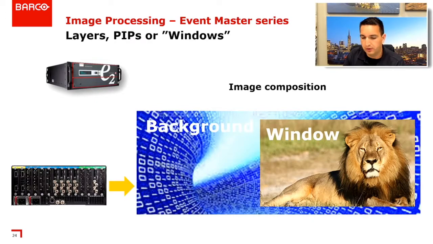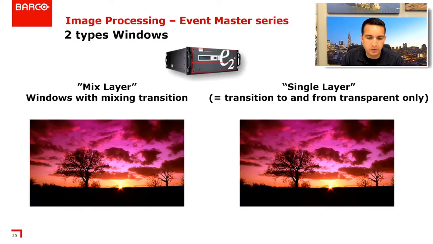Native, right? So you could do a native background with a still store, you could do a native background with an input, as well as a window that floats over the top of it, right? Which we would call a pip or a layer. I like to call them layers because that's what we call them in the EventMaster toolset. There are a couple different types of layers that we support. We support a mix layer.